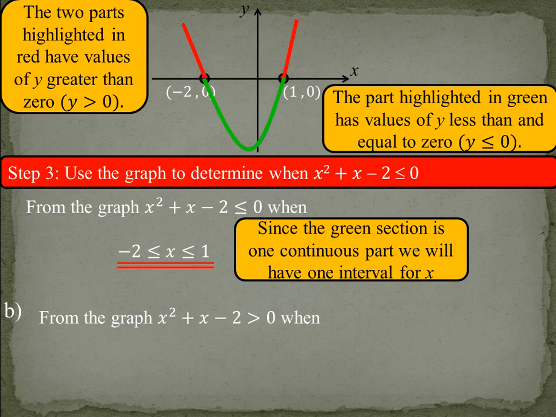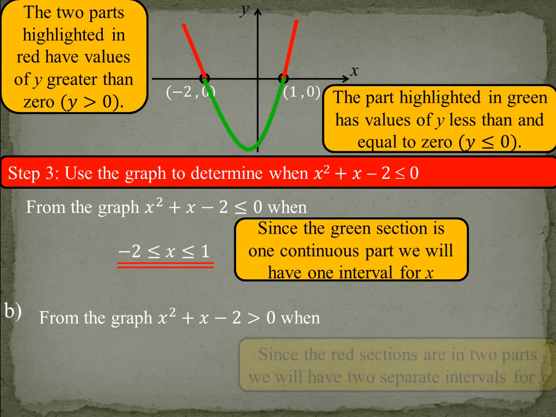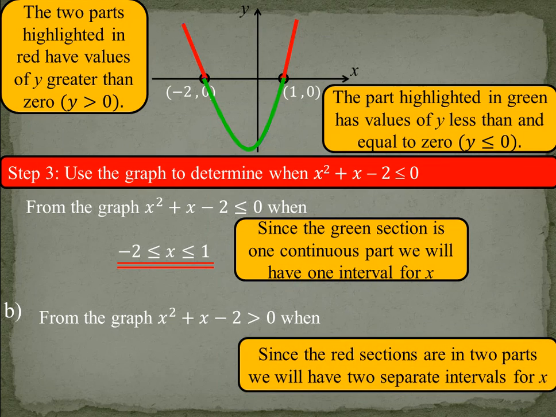Again, meeting the criteria I mentioned, sometimes it'll be one interval, sometimes it'll be two separate. In this one, the red sections are any value greater than 0. Well, it'll be less than minus 2 and after 1. So we need to write that mathematically. That just means we write x less than minus 2 or x greater than 1.